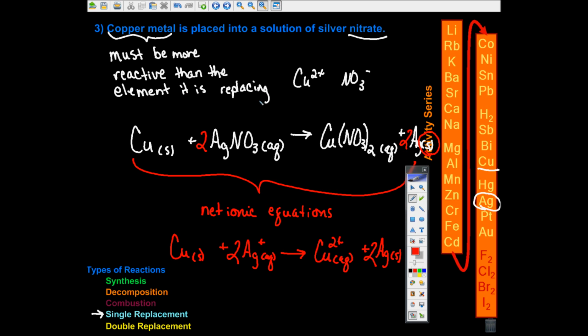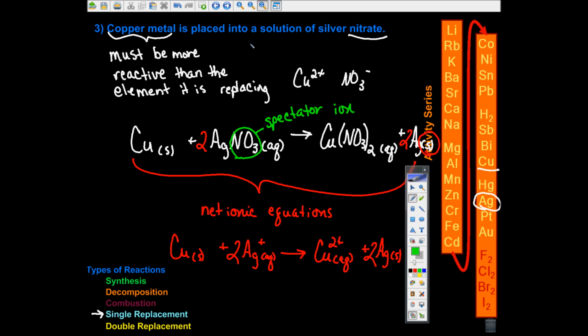Essentially, it's the same thing as up here. You've just left the nitrate out because the nitrate's not doing anything. It's just sitting there. It's spectating. We call the nitrate a spectator ion because it is not reacting. It's just watching what happens between this copper and silver, what interaction is happening between those two. And that's what we write in the net ionic equation.